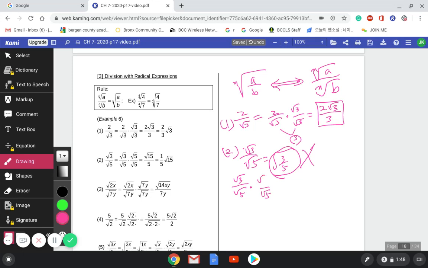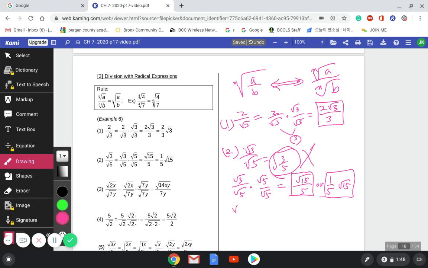Multiply by radical 5, radical 15 over 5. Or you can say 1/5 with a radical 15. Either one is fine, because when there is nothing in there, that means there's always a 1 in front of it. Okay, so it's 1/5.